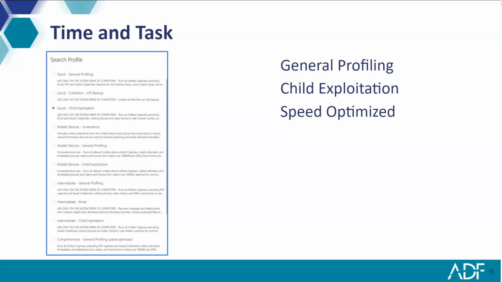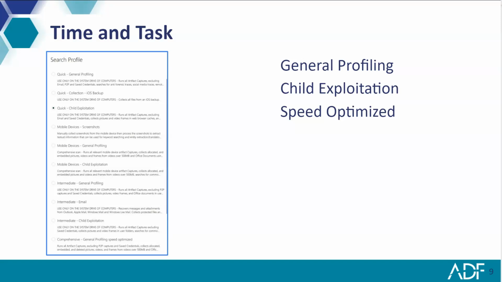Search profiles have designations such as General, Child Exploitation, and Speed Optimized. General profiling has no case-specific keywords or hashes and provides a general overview of computer usage. Child Exploitation search profiles have added specific keywords to identify child exploitation material, as well as approximately 400,000 hashes matching child exploitation material. And this is depending on the profile selected.